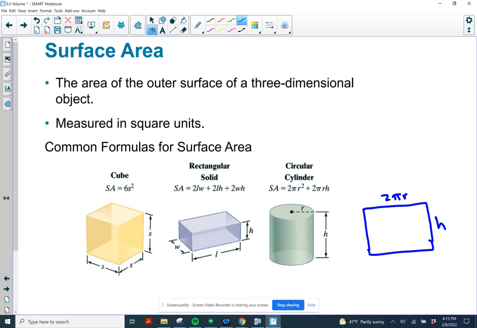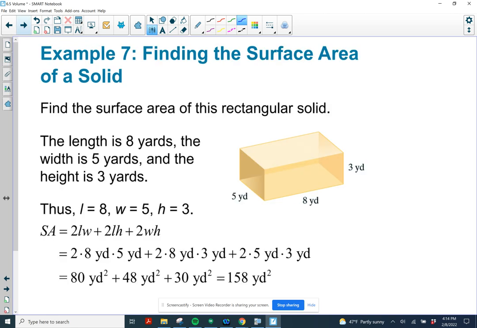These are the common formulas that we use. Notice this one over here, because we have 6 square faces, and they're all s squared. We have surface area of 6s squared. On this one, we have 3 different sizes of rectangles. We have 2 that are L by H. We have 2 that are W by H. And we have 2 that are L by W, the bottom one and the top one. So those are some formulas we need to use.